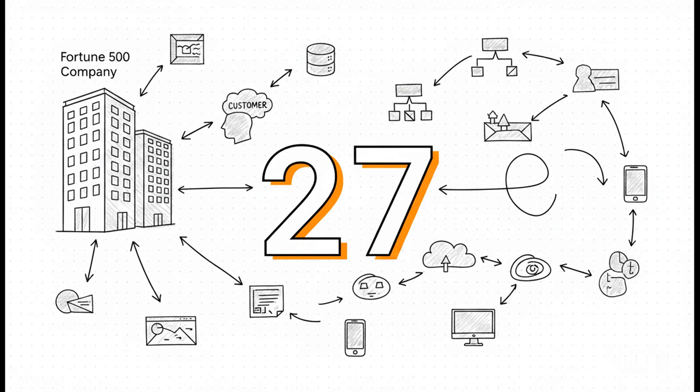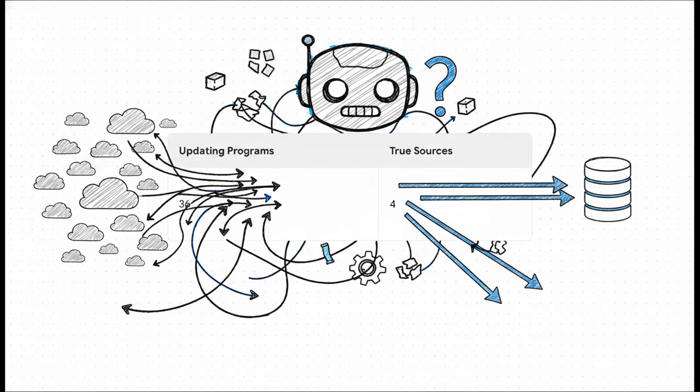Let's put a real-world number on this to make it super concrete. 27. If you go and ask a systems architect at a Fortune 500 company where the definitive definition of a customer lives in their architecture, well, in one actual case, that single seemingly simple definition existed in 27 different disconnected places. Now let's layer some real chaos onto those 27 locations. Imagine 36 different programs are actively authorized to update that customer's state, but there are only 4 true sources of record. Just picture deploying an autonomous AI agent into that environment.